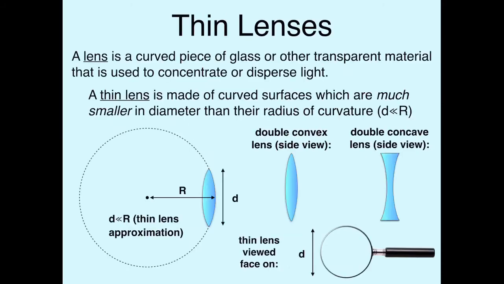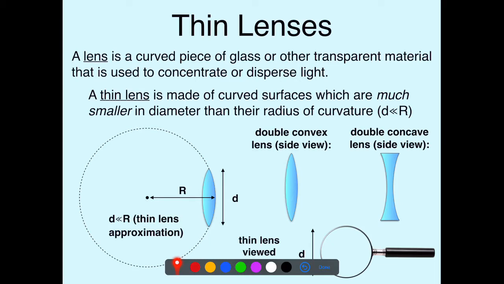Okay, and with that introduction out of the way, let's talk about thin lenses. So a lens is just a curved piece of glass or some other type of transparent material that we can use to either concentrate light, meaning converge light rays, bring them closer together, or disperse light, which is to make light rays diverge, make them go further apart.